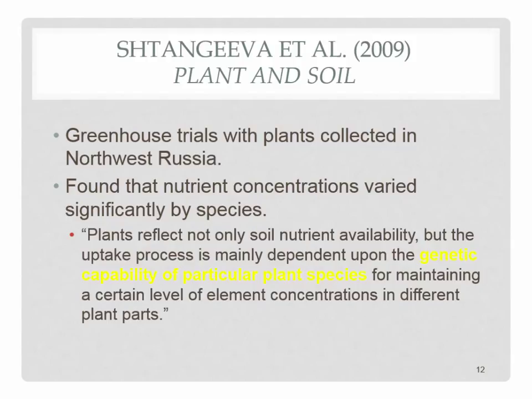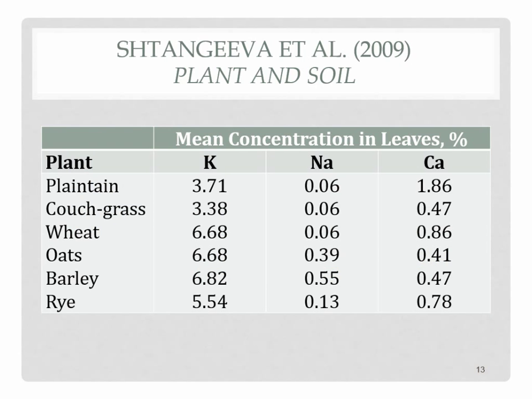And they found that nutrient concentrations did certainly vary significantly by species, based on the genetic capability of particular plant species for taking up those different nutrients. Here's just a quick summary again. They were looking at the dichotomy between monocots and dicots, and found that there's certainly variation. They found the calcium uptake of dicots would be significantly higher than the monocots. So again, some research showing that yes, this phenomenon does occur.